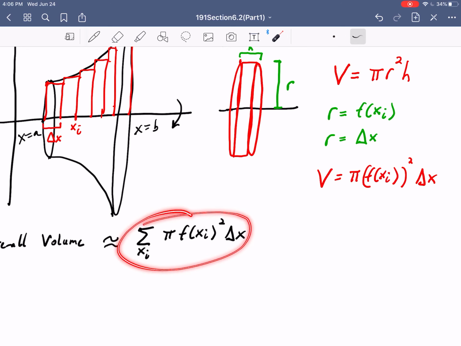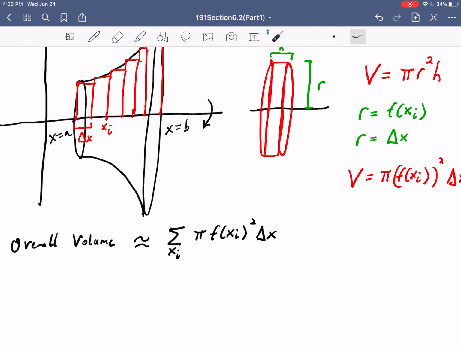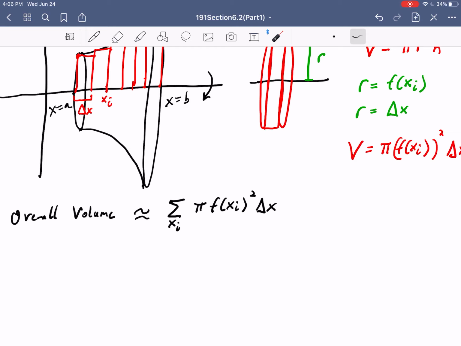So that's our volume. If we sum up for each of the x sub i's for however many partitions we have, then we can say that our overall volume is at least roughly the sum of all the volumes of each of these different cylinders. So this is an approximation. How do we make it an actual equality? Well, as we know, you can take the limit. If you take the limit as those approximating rectangles get infinitesimally thin, then instead of just an approximation, you can make it an equality.